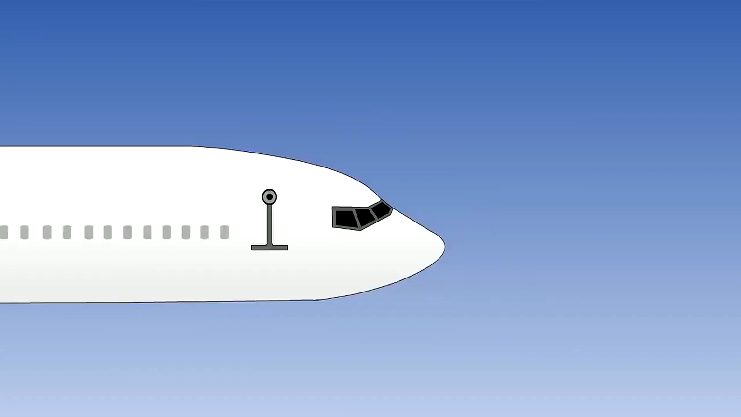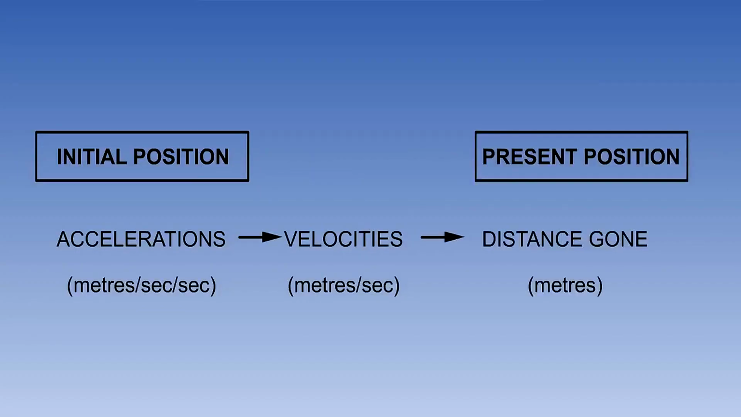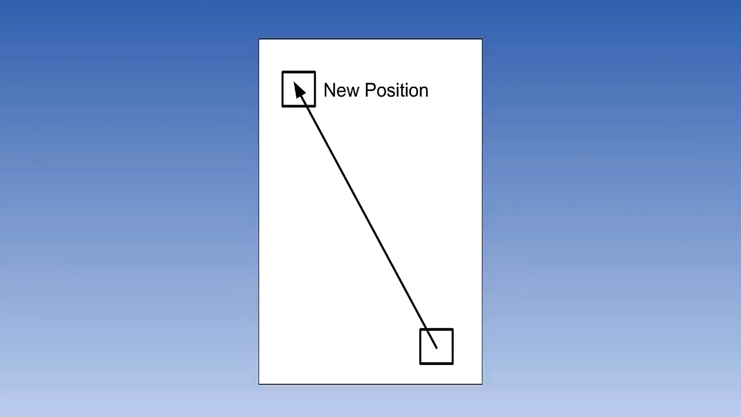Accelerometers measure accelerations, which are integrated first into velocities, then into distance gone. By knowing where we were when we started and adding up how far we have gone, we can work out where we are now.